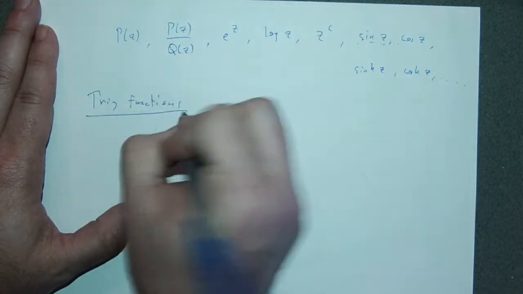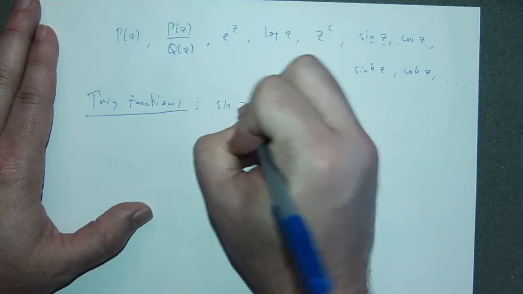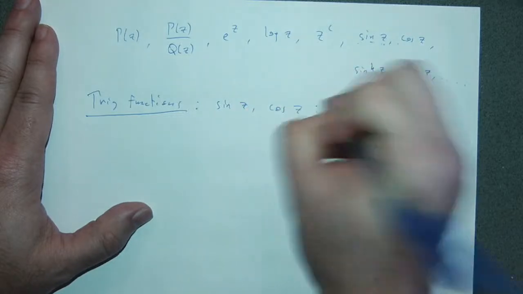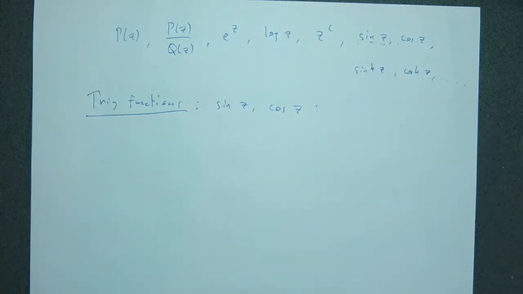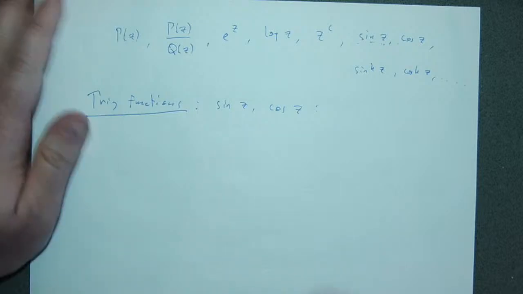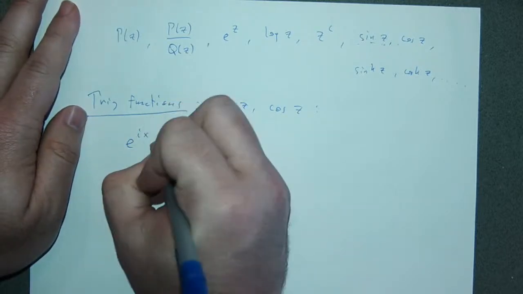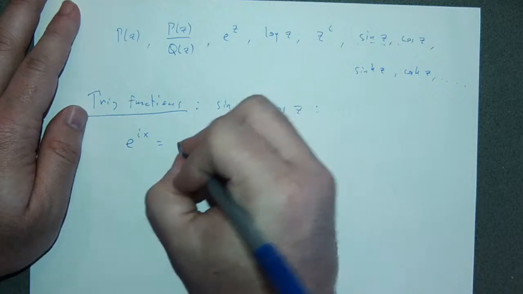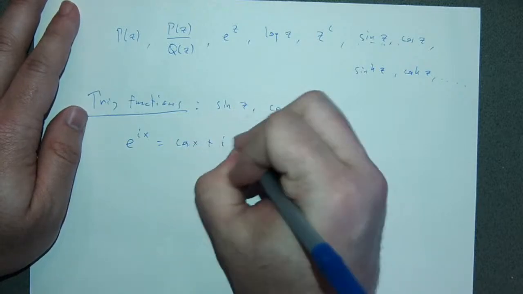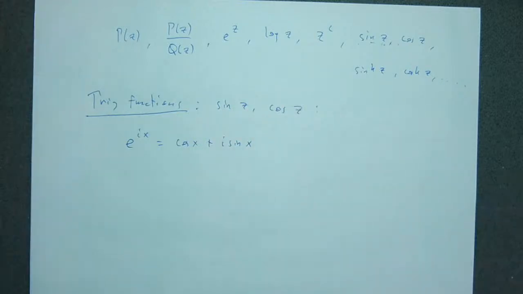So we want to talk about trig functions, sine z, cosine z. And from these, we will talk about the rest of them. Of course, we already know Euler's formula, which tells us something nice about what e to the ix is. So e to the ix is cosine x plus i sine x, directly from Euler's formula.